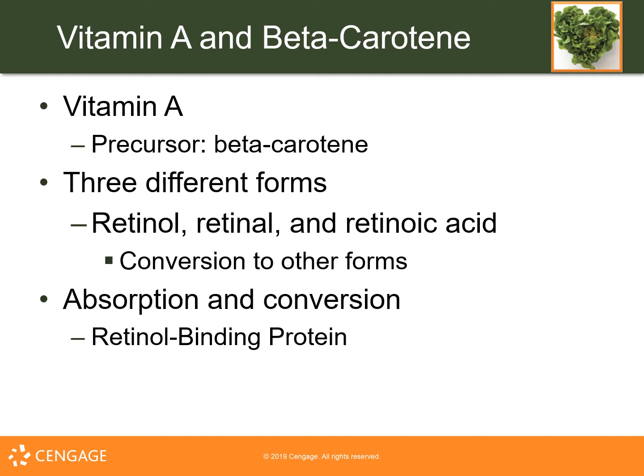Beta-carotene is a precursor to vitamin A. It's a carotenoid, which is a pigment commonly found in plants and animals. Beta-carotene has an orange pigment. There are three different forms of vitamin A, and those include retinol, retinal, and retinoic acid. These are collectively known as retinoids. Cells can convert retinol to retinal and to other active forms of vitamin A as needed.